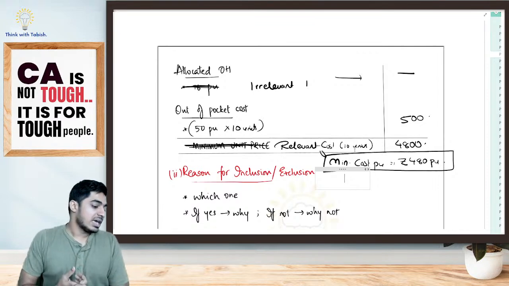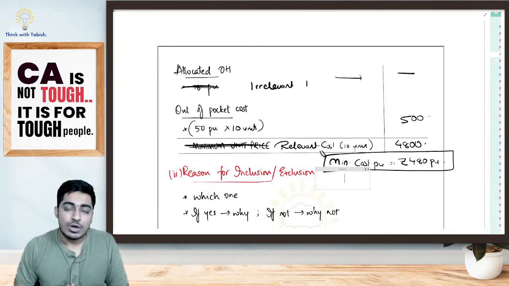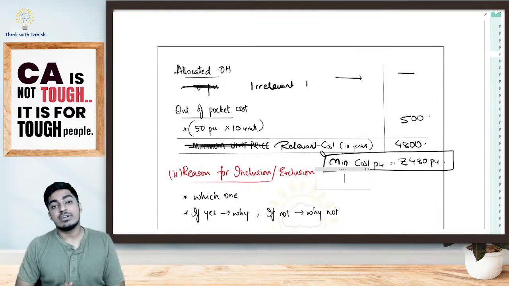Next, allocated overheads. This is just an allocation of existing overheads of an organization. Hence it is irrelevant for decision making.